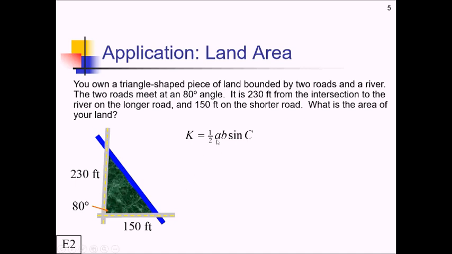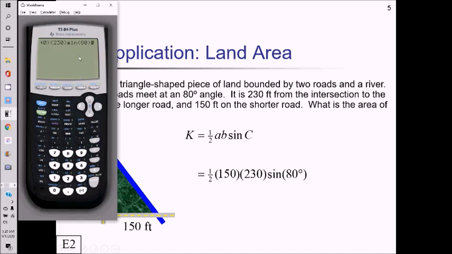All right, so for A and B, those are interchangeable. Doesn't really matter which is which. I'm going to use 150 for A, and for B, I'm going to use 230. For C, you have to use the angle between them, so this is going to be the sine of 80 degrees. And just like with using Heron's formula, I recommend you plug this whole thing into the calculator all at once without simplifying in between.